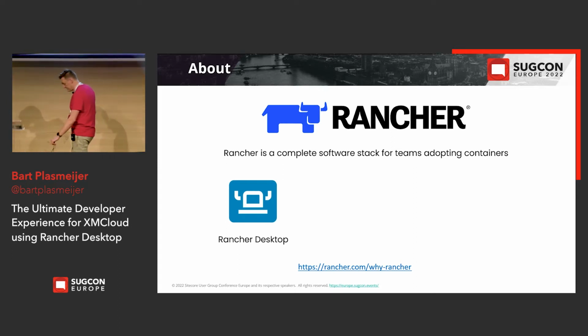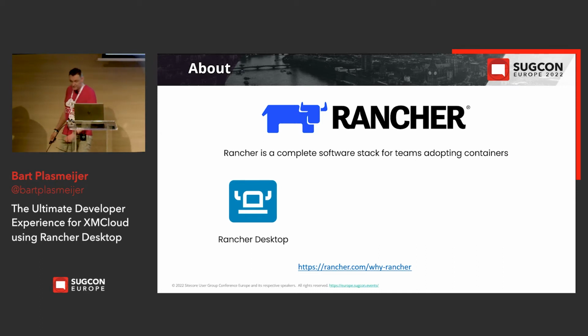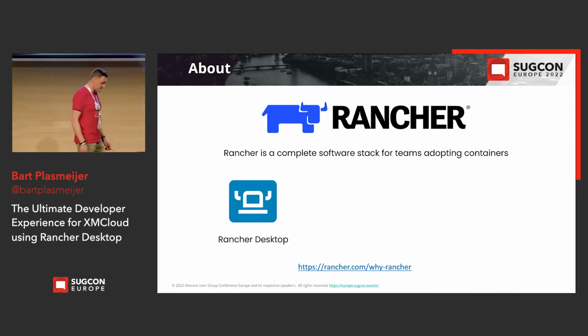Rancher Desktop is a local Kubernetes on K3s, and you can run your local Kubernetes on your machine. It works on Linux, it works on Windows and it works on Mac, right? Just having a lightweight Kubernetes version on your machine, that works great.